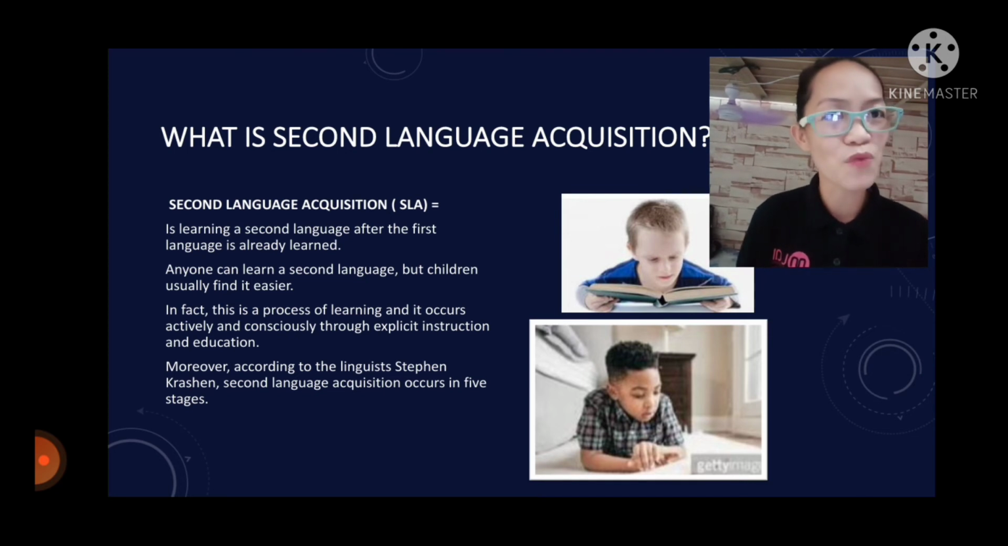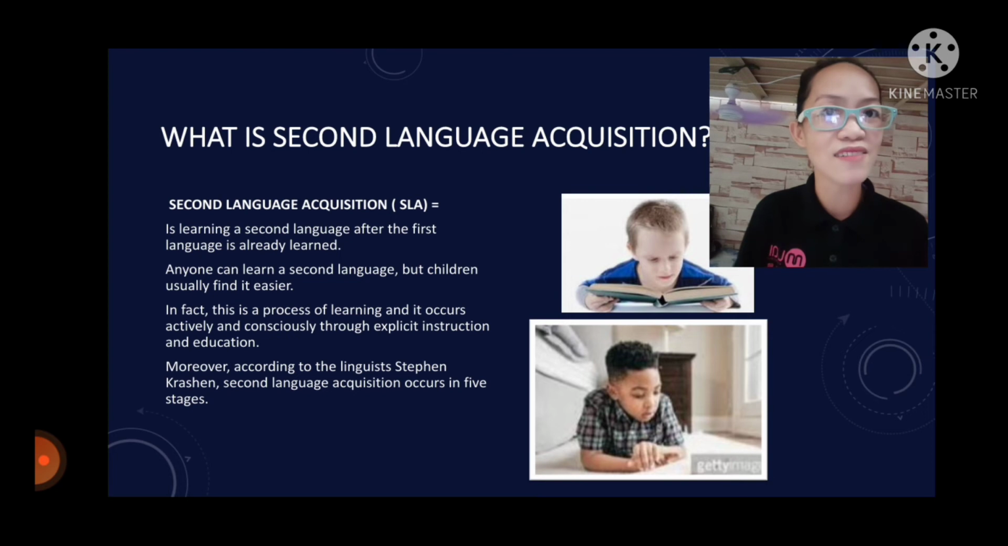So what is second language acquisition? Second language acquisition, or SLA, is learning a second language after the first language is already learned. Anyone can learn a second language, but children usually find it easier. In fact, this is a process of learning and it occurs actively and consciously through explicit instructions and education. Moreover, according to the linguist Stephen Krashen, second language acquisition occurs in 5 stages.